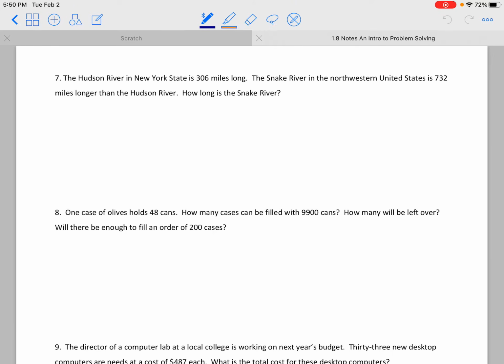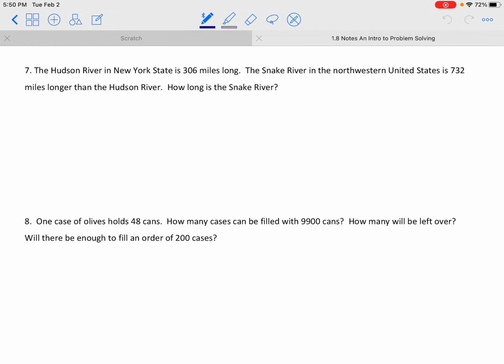So number 7 says that the Hudson River in New York State is 306 miles long, and the Snake River in the northwestern United States is 732 miles longer than the Hudson River. How long is the Snake River? So we have the Hudson River. I'm just going to draw this out, and I'm going to say this is the Hudson River. And we know that our Hudson River is, what does it say? Hudson River is 306 miles long.